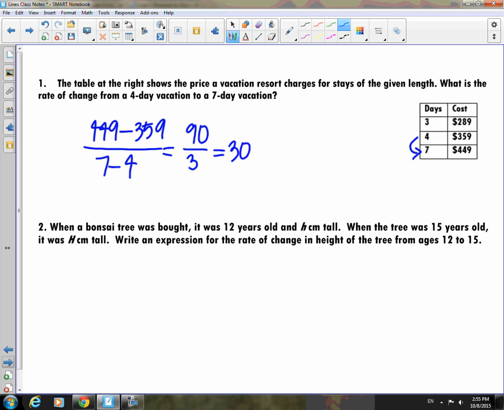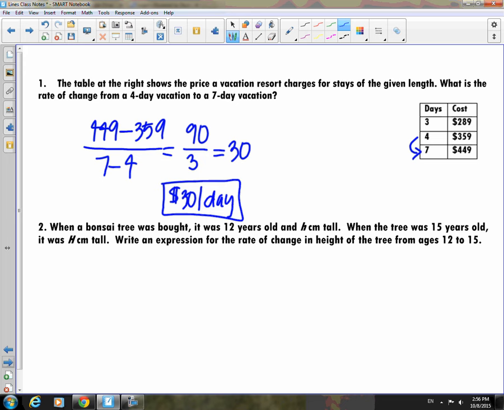So that looks a lot like slope. But today, because we're talking about rate of change, we need to add a label. So the rate of change would be $30 per day. So the difference today is we simply need to add that label. So we're adding some value to the number. So $30 per day.